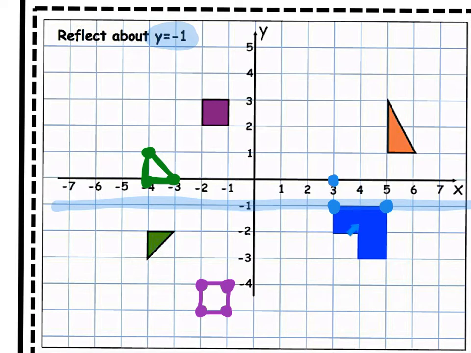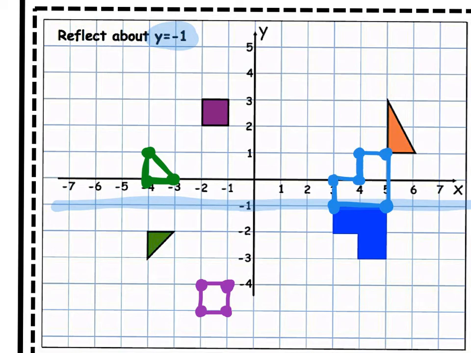This point is also 1 unit below, so I'm going to go 1 unit above. And then these 2 points right here are 2 units below, so I'm going to go 2 units above for each one of those, and you're going to notice it meets up with that orange triangle right there. And I'm going to connect those points to make that little L-shaped figure.